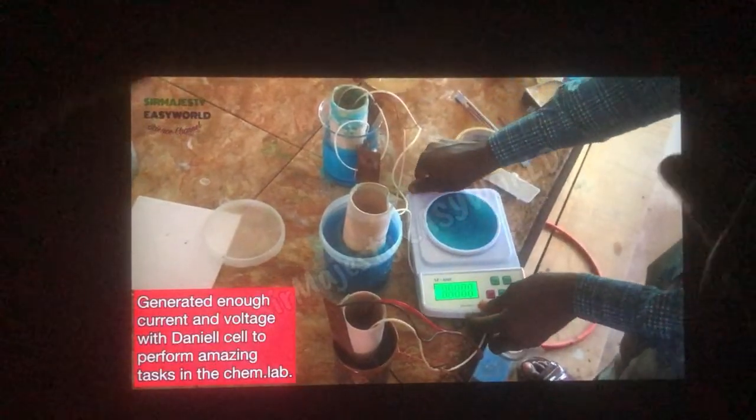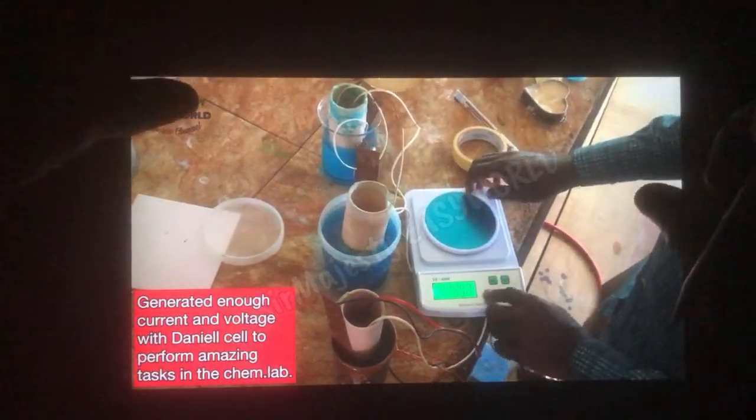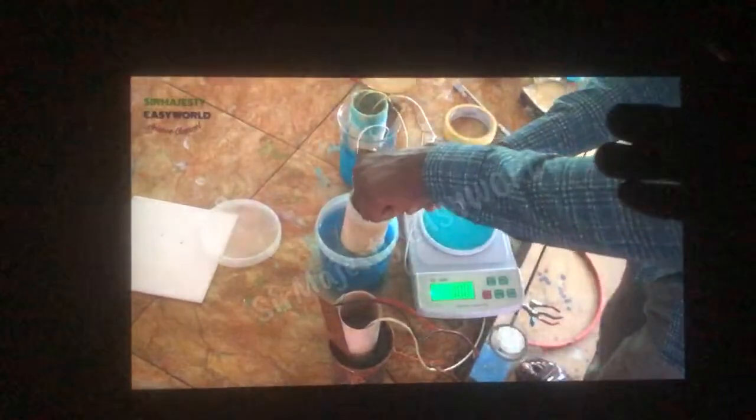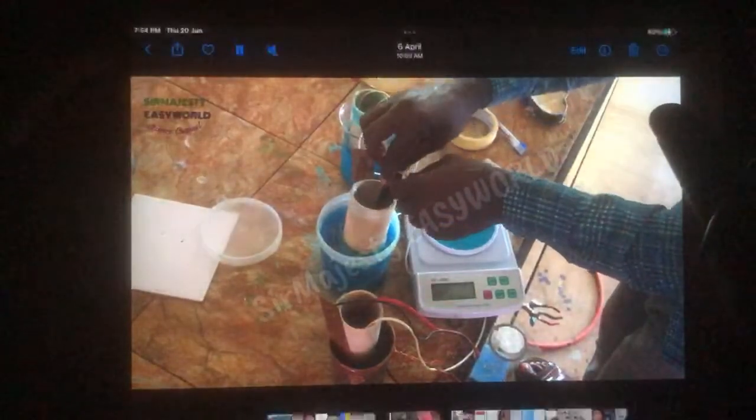You see, I'm powering the weighing balance here with just the Daniell cell fixed together. The ones I've been watching have never used it to power something. It can only generate 1.1 volts, but when I use it to power a bulb, it's not working, but here it's working. You can watch the video here at Sa Majesty Easy World.